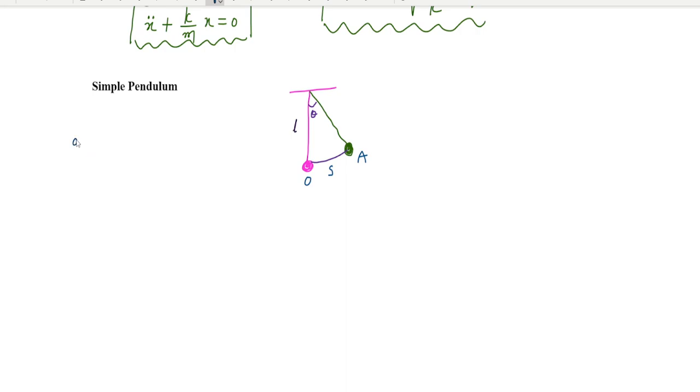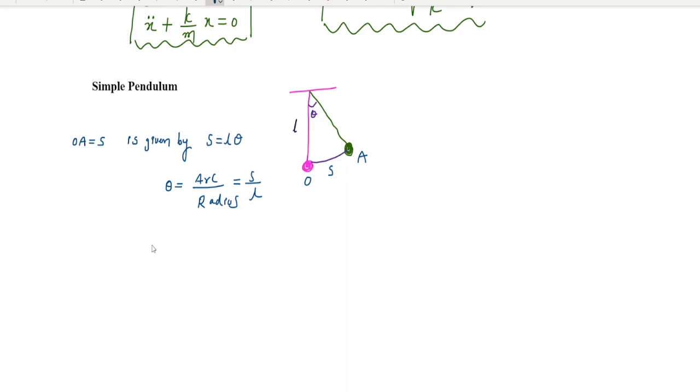Here OA represents the displacement S, which is given by S equal to L into theta. Because theta, we know, is arc by radius, from this formula we get S divided by L. Therefore S equal to L theta. This is the simple derivation.